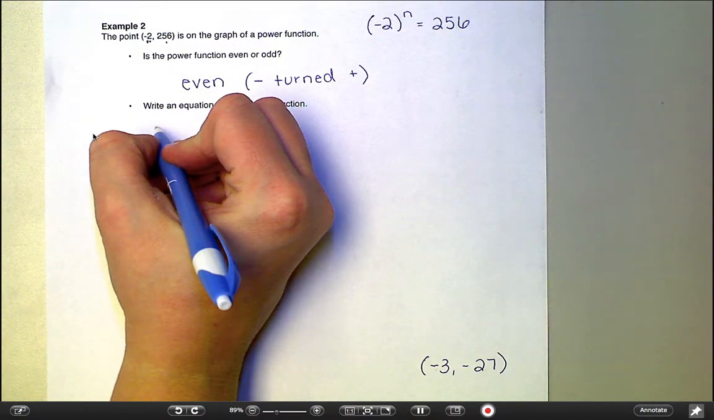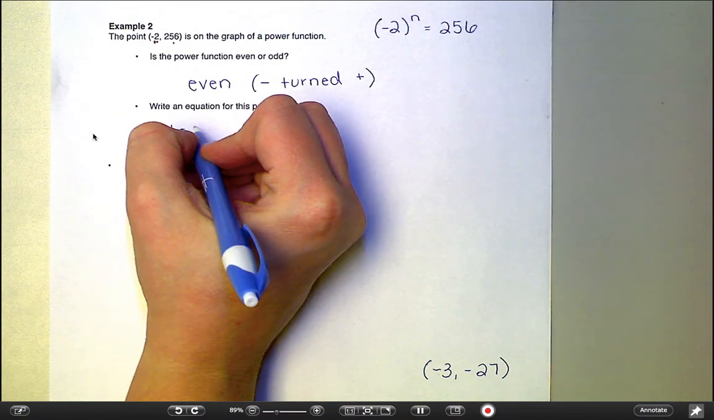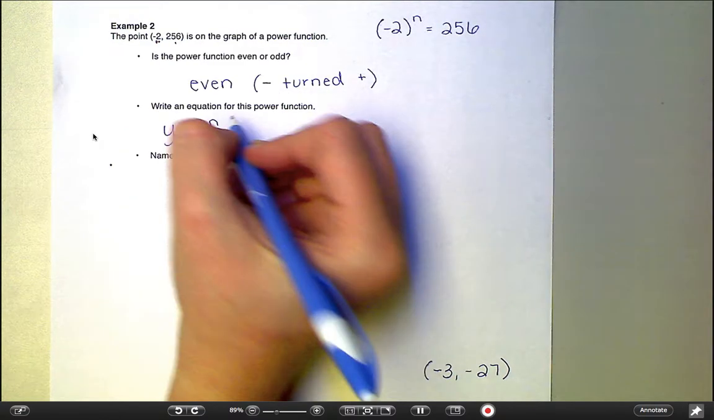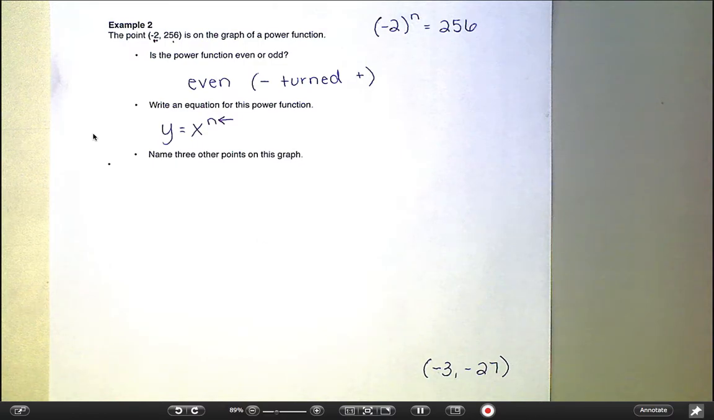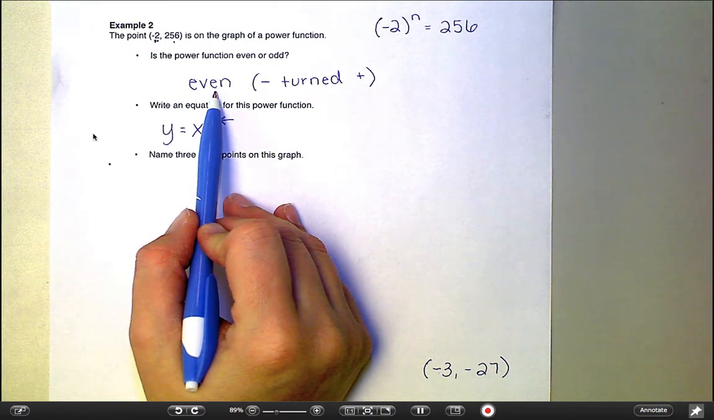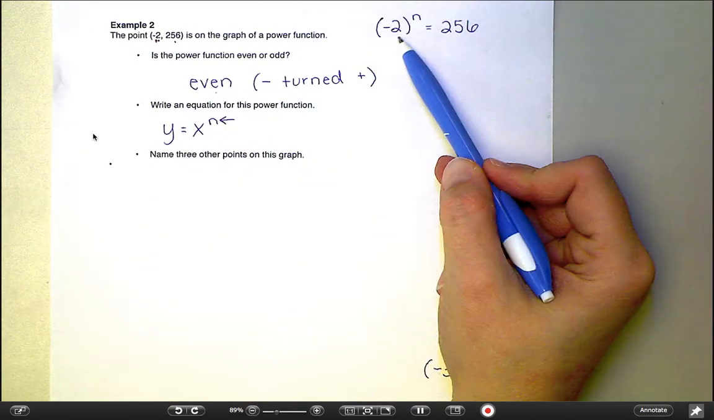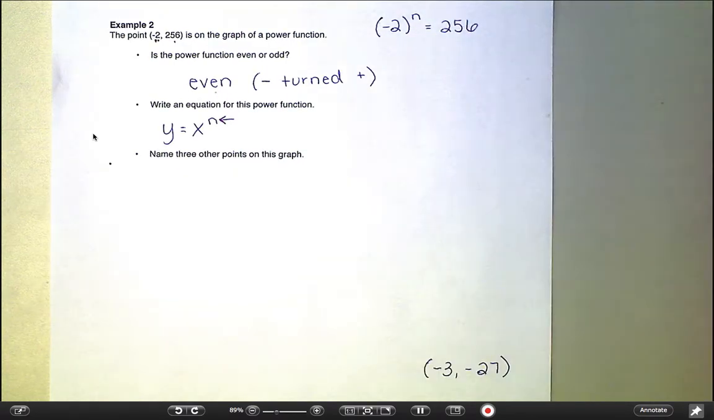Well, the equation is going to be really simple. We know it's going to look like this. And the only thing we really need to worry about is what is this power right here? Now, the good news is we already know that it's even. I just need to know what power turns a -2 into a 256. And I generally think that the easiest way to do this is quite honestly just guess and check.